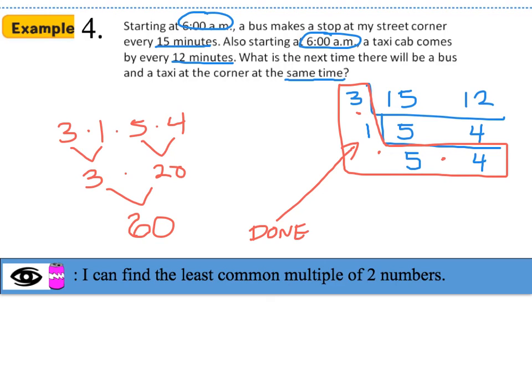So this is a word problem, so we have to make sure we put our units or tell us what 60 means. 60 in this case means minutes. So after 60 minutes, the taxi and the bus will appear at the street corner at the same exact time. So technically, if it starts at 6 a.m., then 60 minutes later, they're going to overlap at 7 a.m. because that's 60 minutes later.